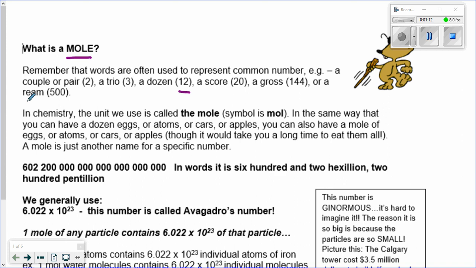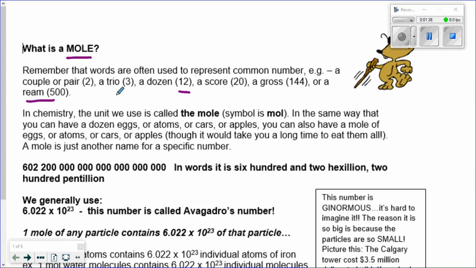I think this is related to paper, so a ream of paper is 500 sheets of paper. These two I don't actually know. A score? Gross? I don't know what that means. So those ones are a little bit funky. But sometimes we use words to represent a number. So something like century is 100 years. I don't know why we would use century as a different way to express 100, but sometimes words can express numbers.